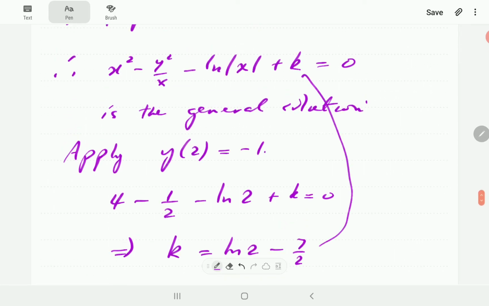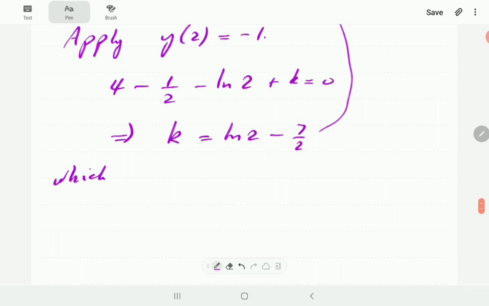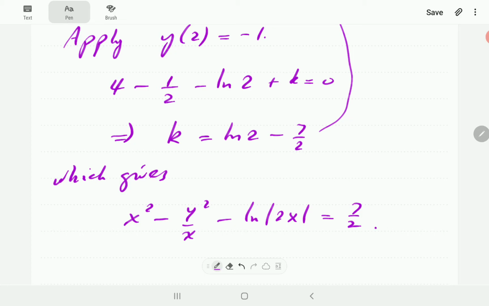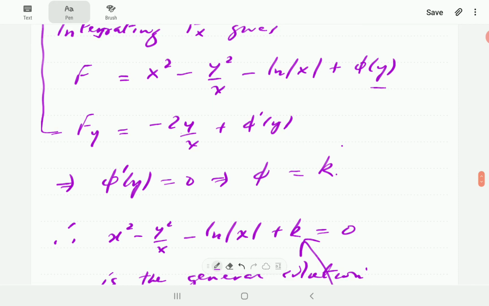And then we're going to take this and plug it in there, which gives the particular solution. So that means our particular solution is going to be x squared minus y squared over x minus ln 2x is equal to 7 over 2. Right, so that sorts out the first one. Let's now go to the second one.